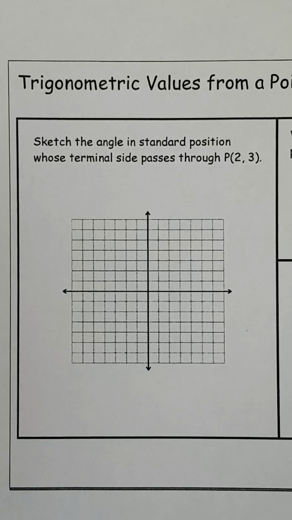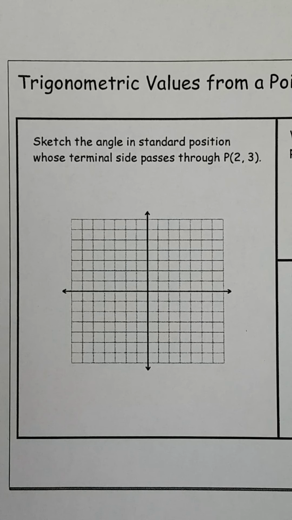Hey guys, now we're going to start to see, a little bit at least, how it's going to come together here with what we've been doing over the past couple of days. So here we're looking at trig values from a point. This is where we're going to change our SOHCAHTOA acronym to something else, just based on the fact that we're dealing with trigonometry on a Cartesian plane, putting the two of them together.